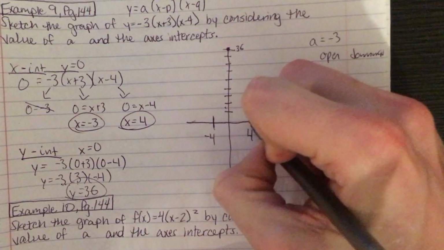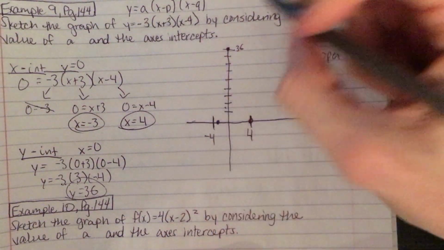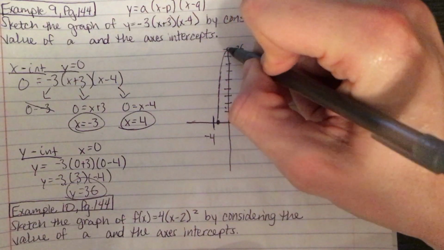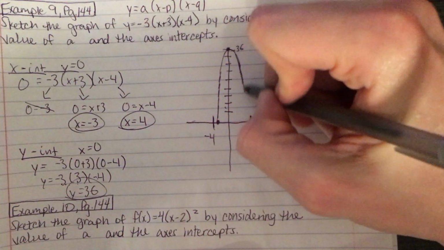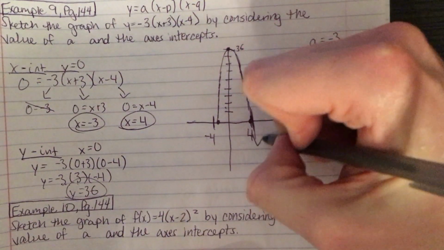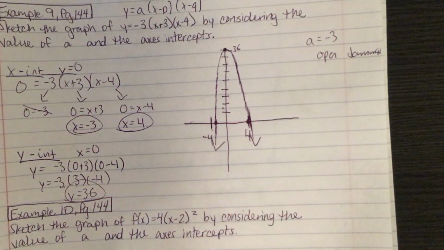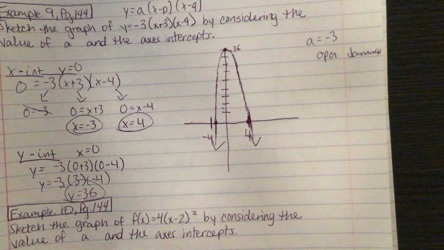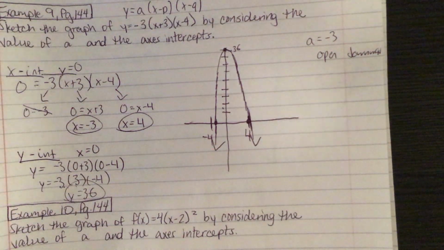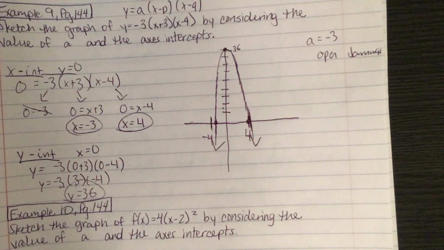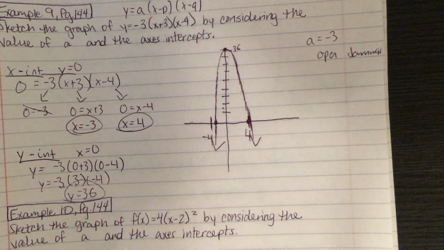Goes through 4, goes through like -3. Again, these are rough sketches. Mr. Price cannot emphasize that enough. These are not perfect graphs. So obviously some accuracy is desired, but they do not need to be absolutely perfect. So that would be a rough sketch of that, using the x-intercepts, using the y-intercept, as well as using that a value.